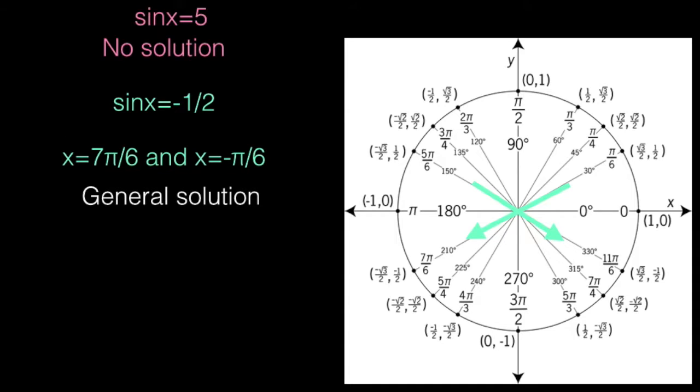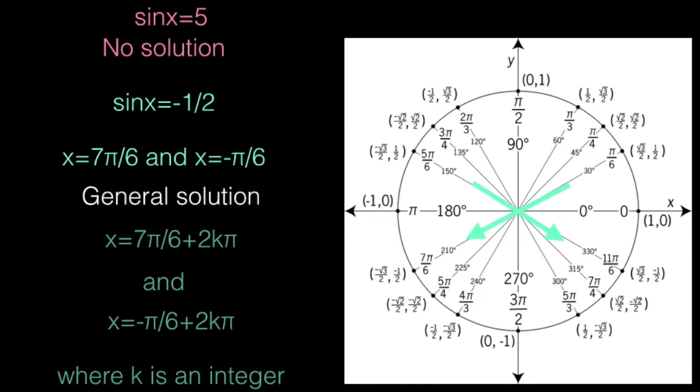If 7 pi over 6 goes one rotation, so it goes plus 2 pi, and it goes to 19 pi over 6, that's still going to give us sine x is equal to negative 1/2. So we have to do x is equal to 7 pi over 6 plus 2k pi, but we also have to include x is equal to negative pi over 6 plus 2k pi, where k is an integer.